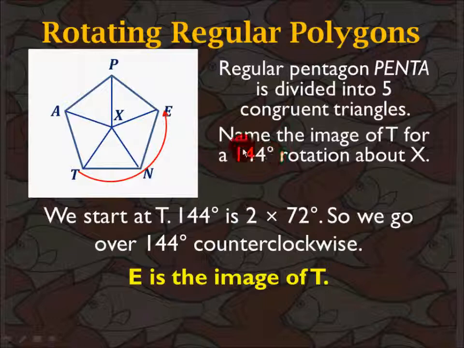So the first thing you need to do is take 360 divided by how many sides you have, and then you can figure out how many spots you're going to have to move.